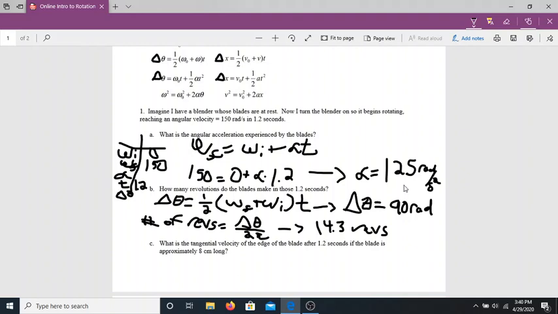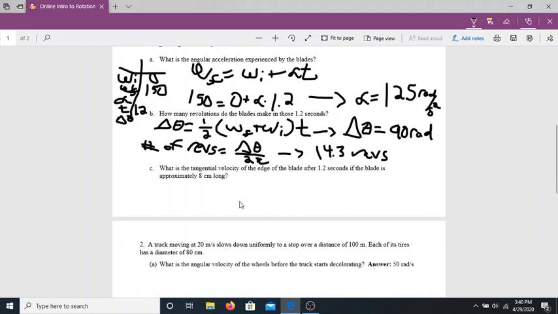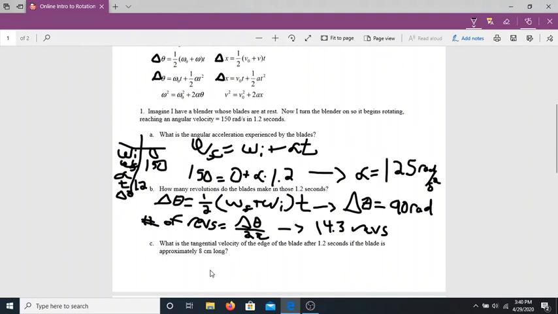Now, the last piece of this particular side of the sheet is this question. What is the tangential velocity of the edge of the blade after 1.2 seconds, if the blade is 8 centimeters long? There are a lot of fancy words in there, but tangential velocity is a fancy way of saying linear velocity. Basically, it's asking, if that edge of the blade just snapped off for some reason, how fast is that edge going to travel forward once it breaks off? We don't have a ton of things to solve for linear motion, but we do have a particular relationship that relates linear and angular motion together.